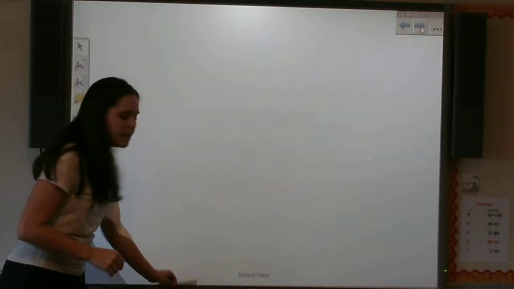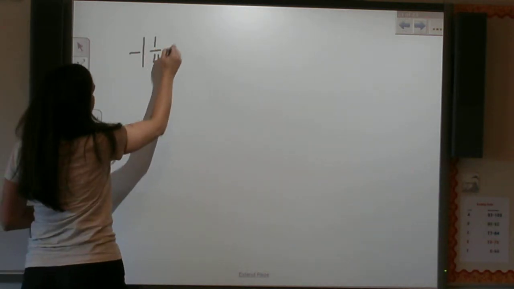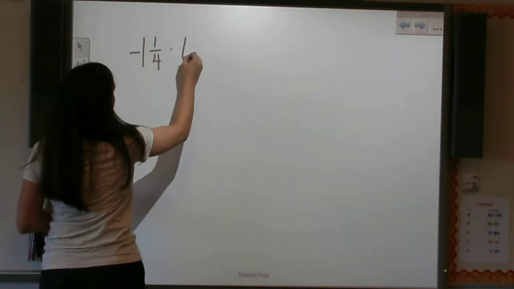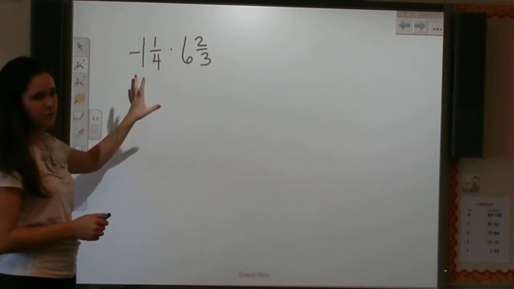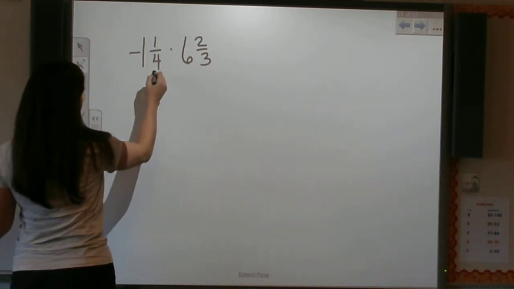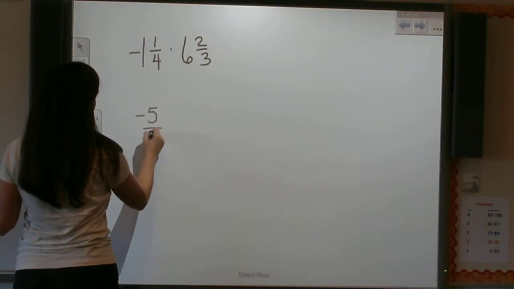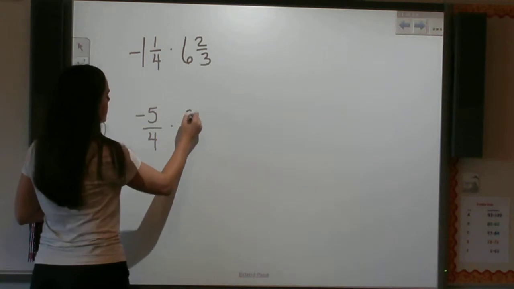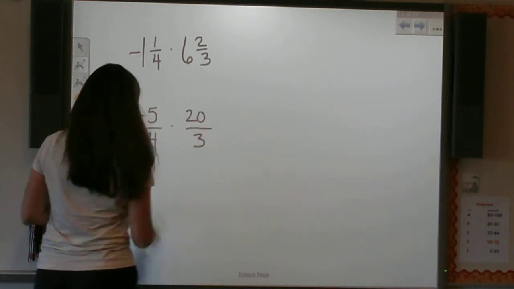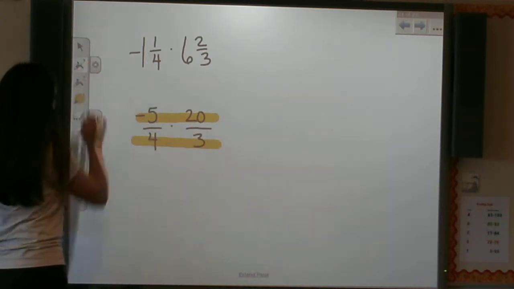Alright, our next example has a mixed number: negative 1 and 1/4 times 6 and 2/3. The first thing we want to do is change our mixed fractions. Starting with this one, 4 times 1 is 4, plus 1 more is 5, and this is a negative fraction, so negative 5/4. Then 3 times 6 is 18, plus 2 more is 20, so 20 over 3.